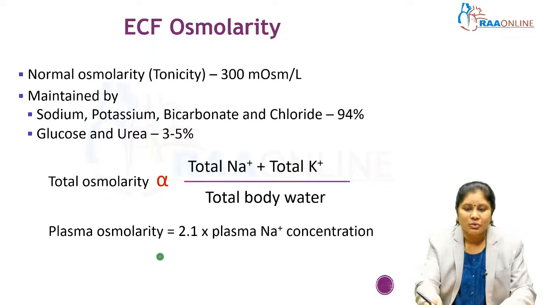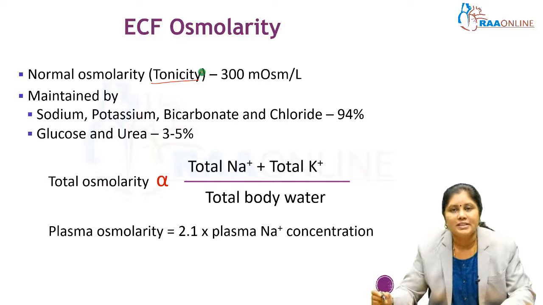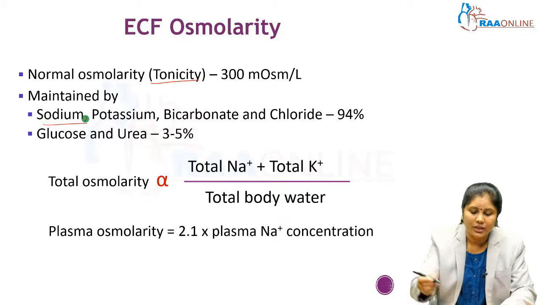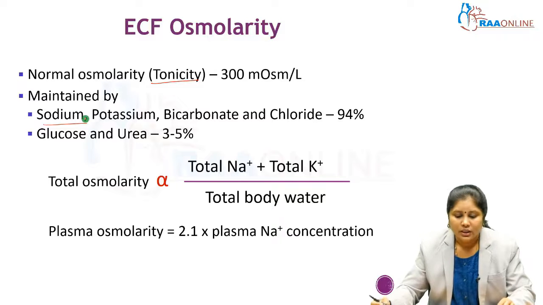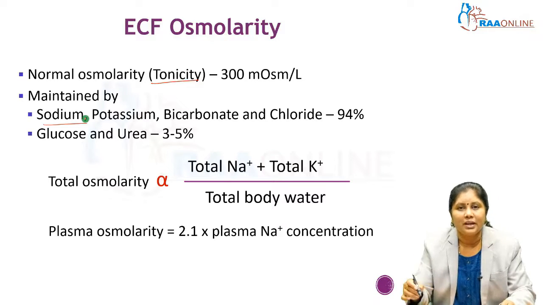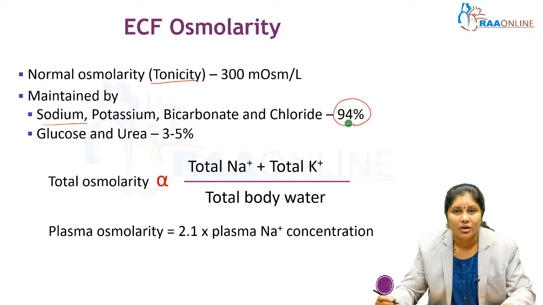So what is actually osmolarity? It is nothing but the tonicity. It is actually maintained by the solutes dissolved in the fluid. Which is the major solute here? We have a positive ion, sodium, which is the majority, accompanied by a little bit of potassium, and then we have anions accompanying these cations, bicarbonate and chloride. Together, the sodium, potassium, bicarbonate and chloride form around 94% of the osmolarity. They contribute much.